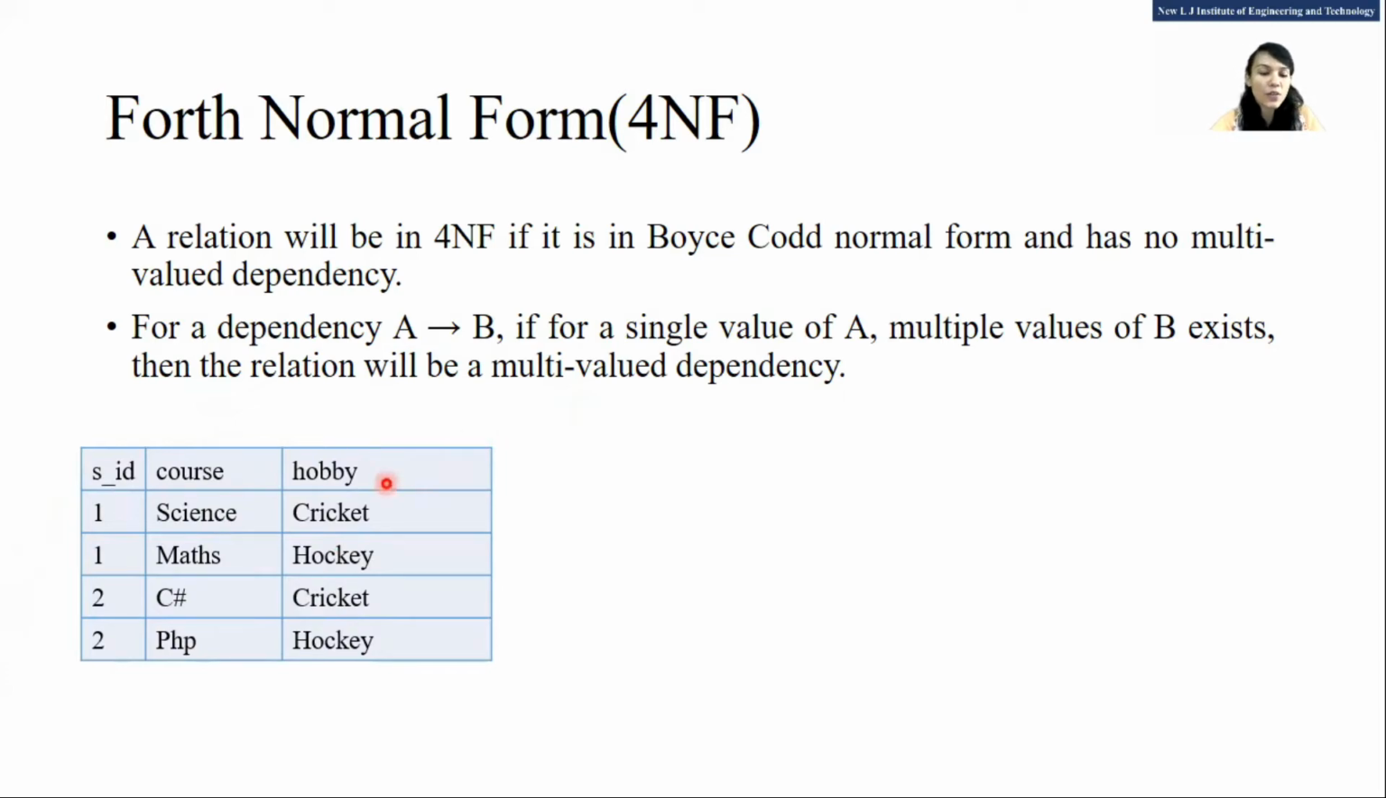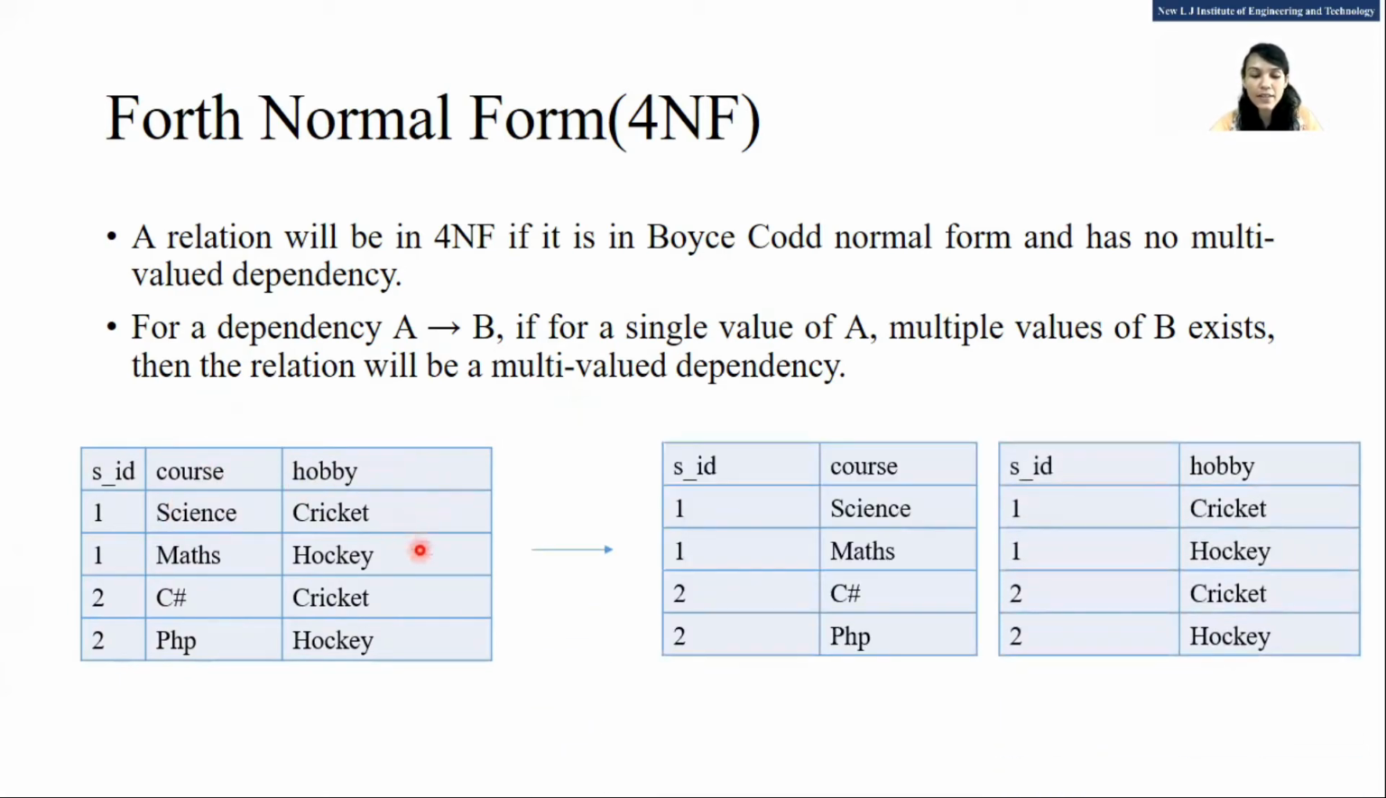So to remove multi-valued dependency, we have to decompose this table. I will simply decompose these two attributes. Here I'm dividing this table into SID course and SID hobby. This is how I'm removing multi-valued dependency in this particular table. So now I will get SID course and SID hobby.